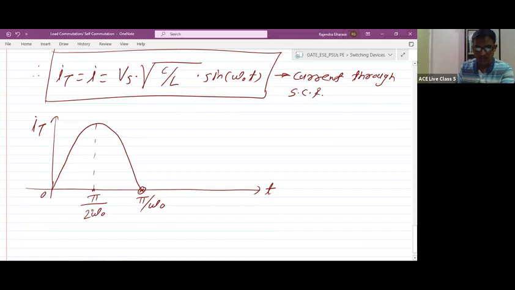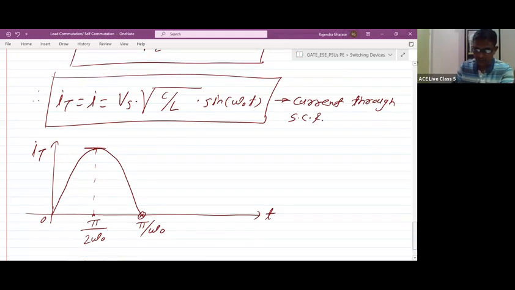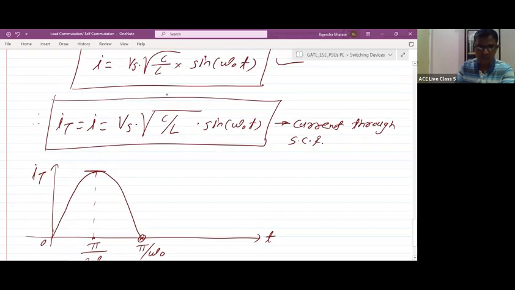At t equal to pi by 2 omega 0, it is sine of omega 0 into pi by 2 omega 0, which is sine of pi by 2. So that is the peak value. What is the peak value here? Peak value is equal to Vs into under root C by L. So this is the current in the circuit.